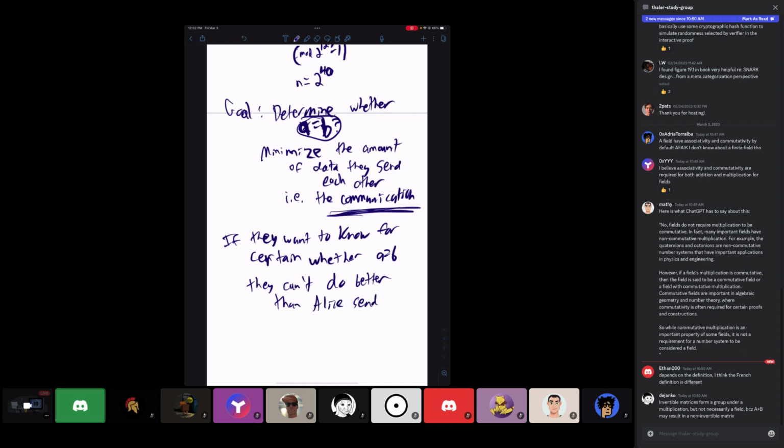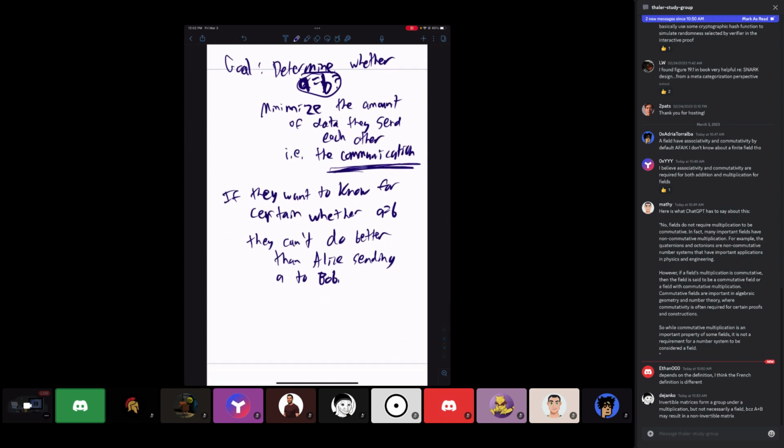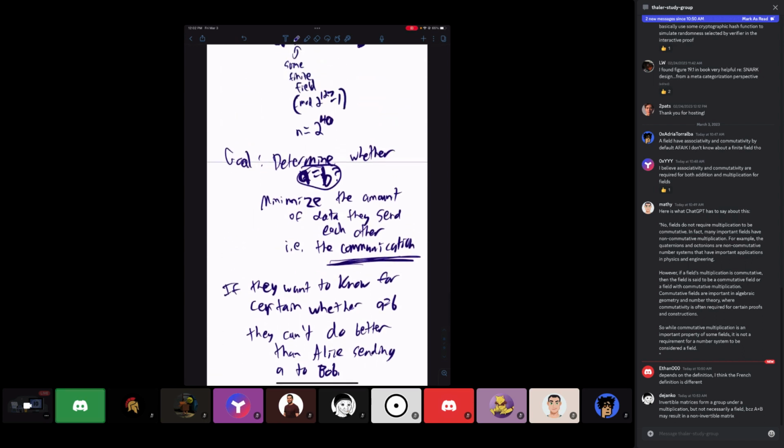There's just nothing non-trivial they can do. Right? So Alice could send her vector to Bob, and Bob can just check entry by entry, is it equal to his vector? And if so, he says, well, they're equal. And if not, he says, well, they're not equal. And you just can't do better than that. So we're not going to prove that statement, but it's intuitively very plausible.